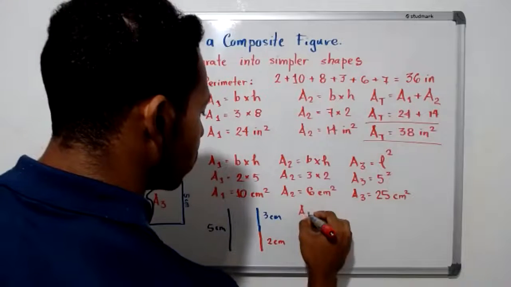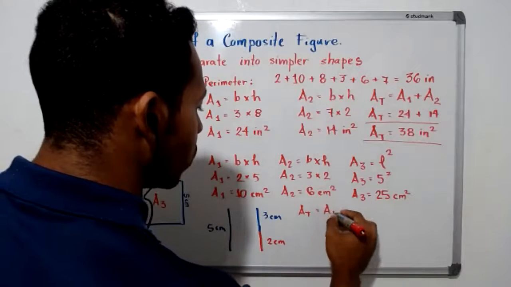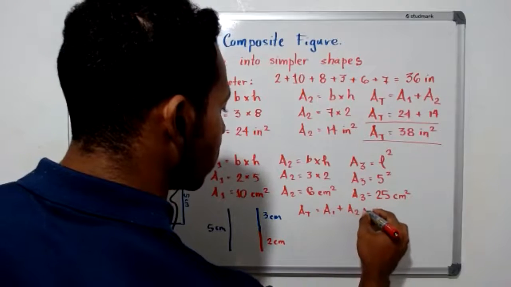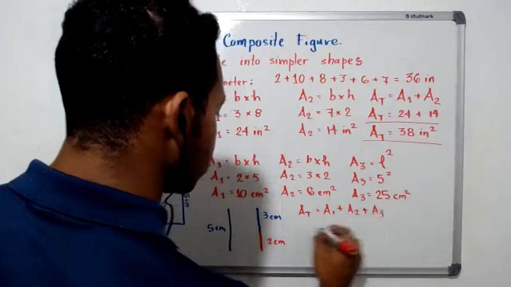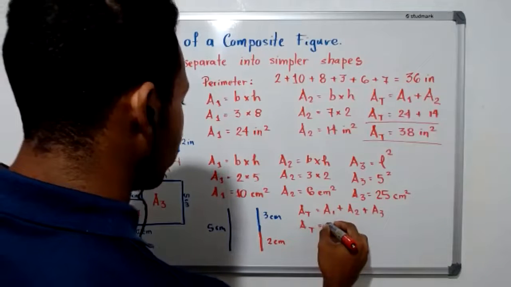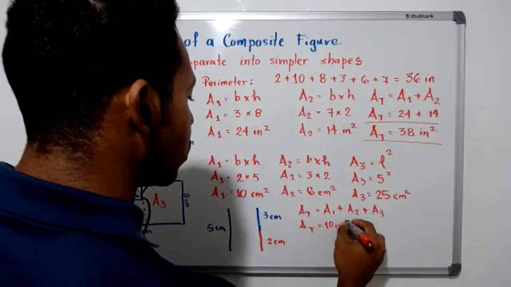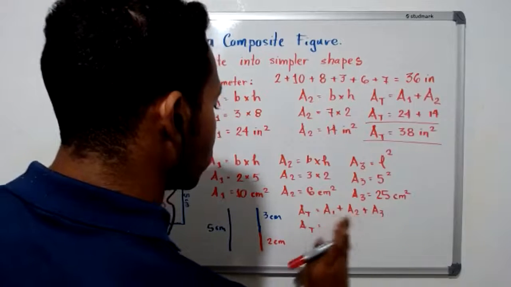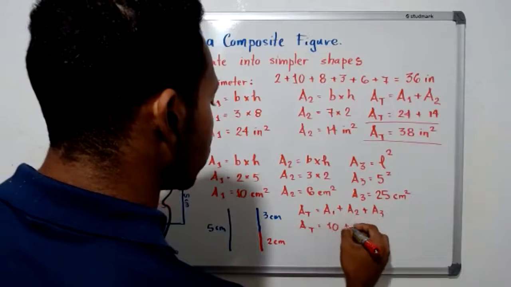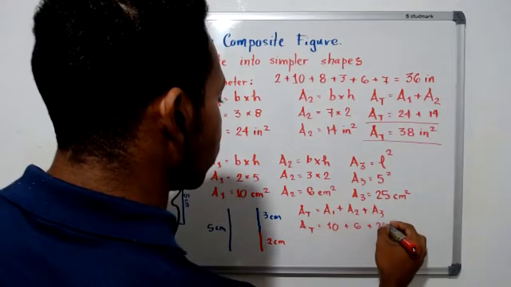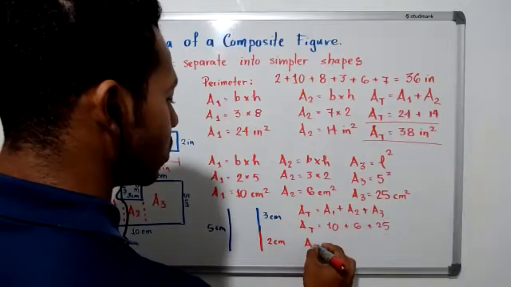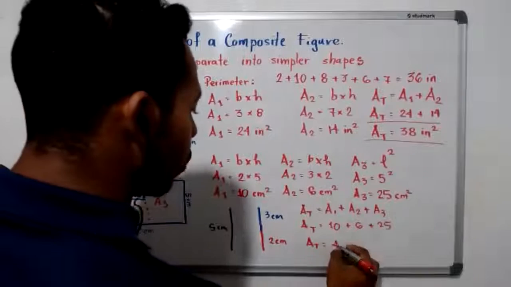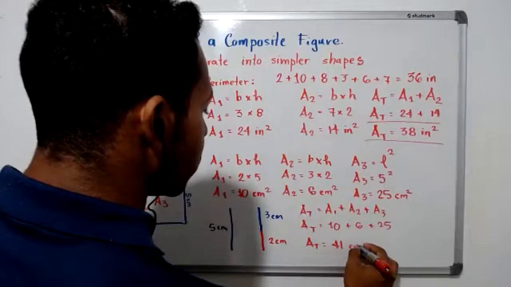So the total, letter T, is the first amount of space plus the second amount of space plus the third. I'm going to copy just the numbers: 10 plus 6 plus 25. So the amount is 41 square centimeters. 41 square centimeters. Very good.